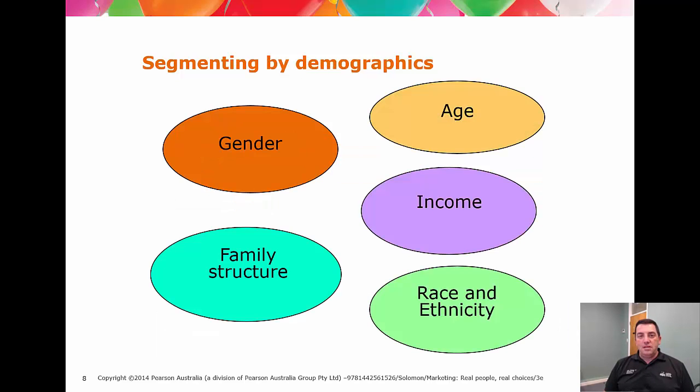So moving on to demographics. Demographics, as I said, is also one of the easier ones to do thanks to the information we get from a census. So we've got gender, family structure, age, income, and race.